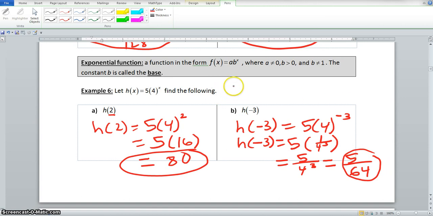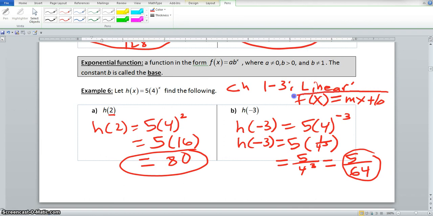Now, remember back in chapters 1 through 3, we had what our notes had said about linear functions, which meant that f of x is basically equal to what we would call the slope-intercept form, which is mx plus b. And that is basically what we did down here.